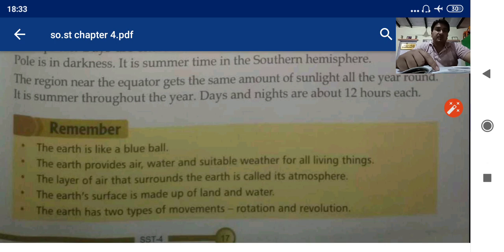The earth's surface is made up of land and water, and earth has two types of movement. We have studied about rotation and revolution. So here we complete our chapter.